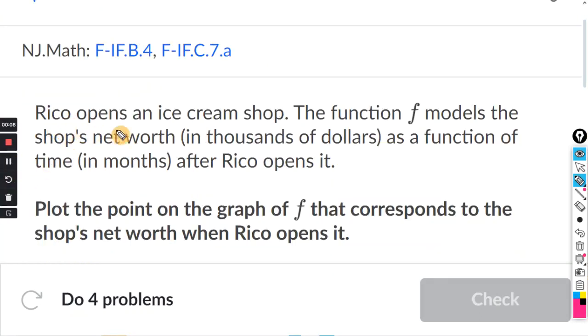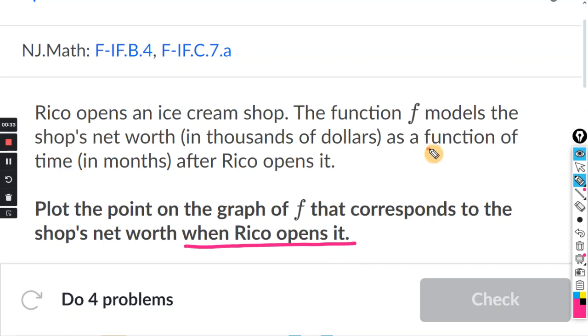All right, it says Rico opens an ice cream shop. The function f models the shop's net worth in thousands of dollars as a function of time in months after Rico opens it. Plot the point on the graph of f that corresponds to the shop's net worth when Rico opens it. Okay?